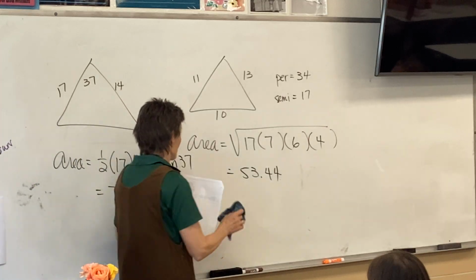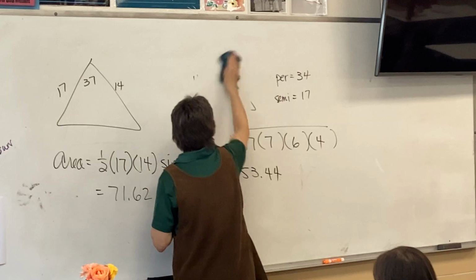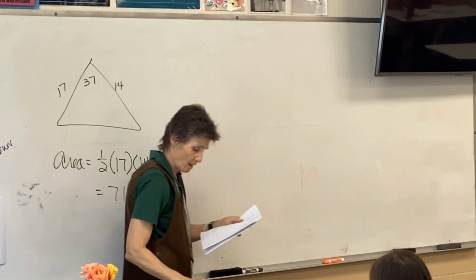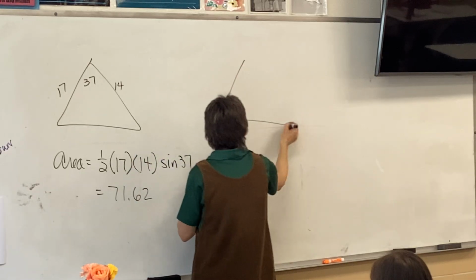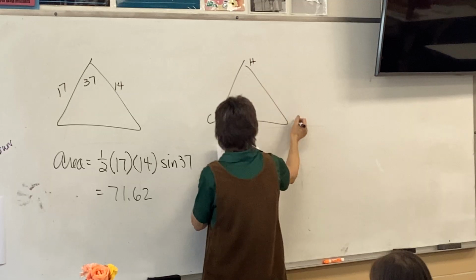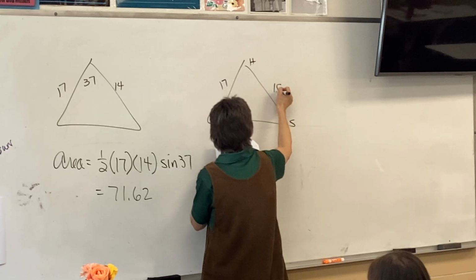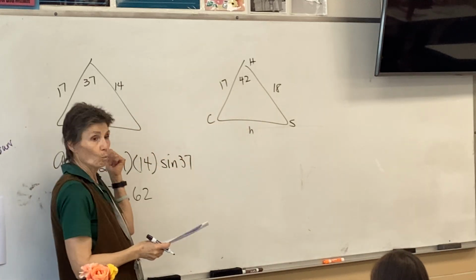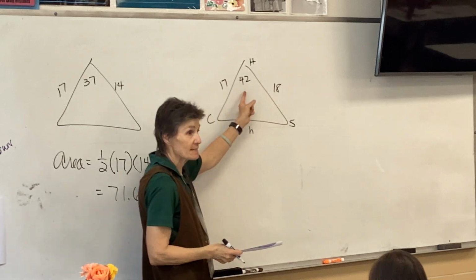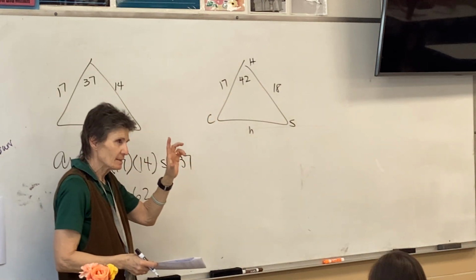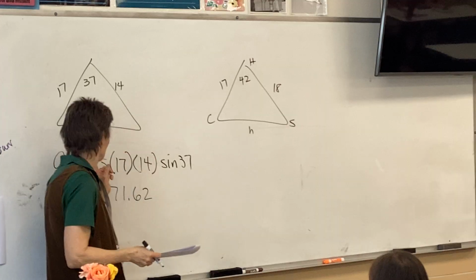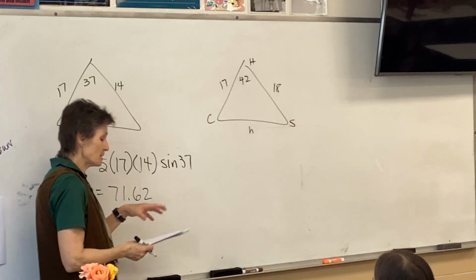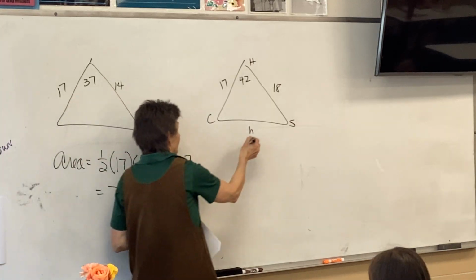I want to look at problem 12. It is another triangle problem. And I know what you're thinking. You're thinking 1/2, 17, 18 sine 42. But what is that? If I did that, what would I be finding? The area. Does this question want the area? No. This question wants side h.